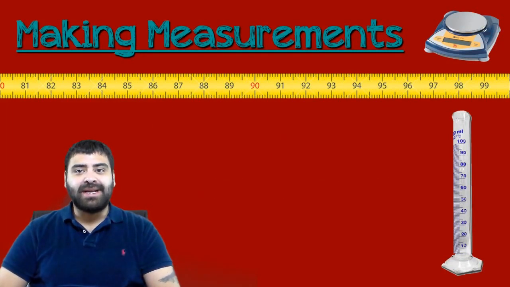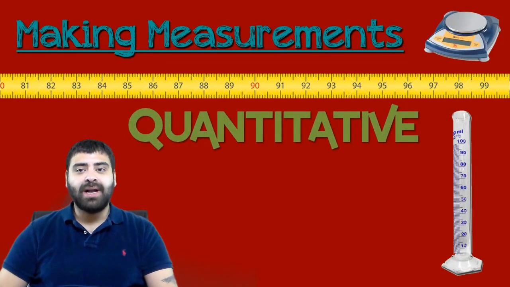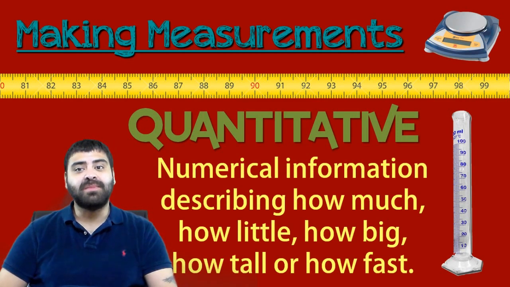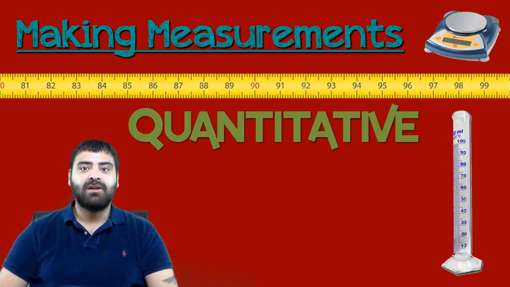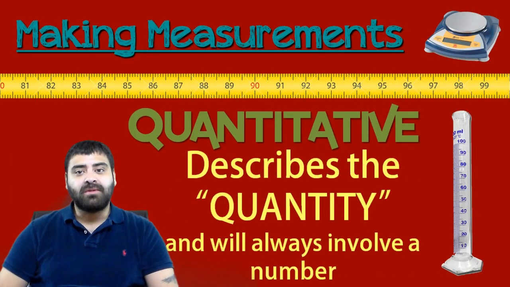Another type of observation that we can make when describing matter and making measurements is quantitative observations. Quantitative, as you can see, is going to give us numerical information describing how much, how little, how big, how tall, or how fast something is. And you can see the difference in the root. Here we have the term quantity. The term quantity refers to a number. So whenever making quantitative observations or quantitative measurements, you will always have a number involved.